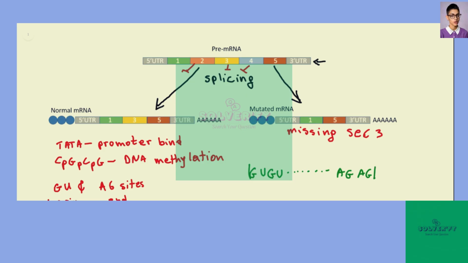Okay, so let's look at our answer choices. First one is: mutation in the GU-AG sites of introns produced a non-functional protein. That sounds correct. So I think A is a viable answer.